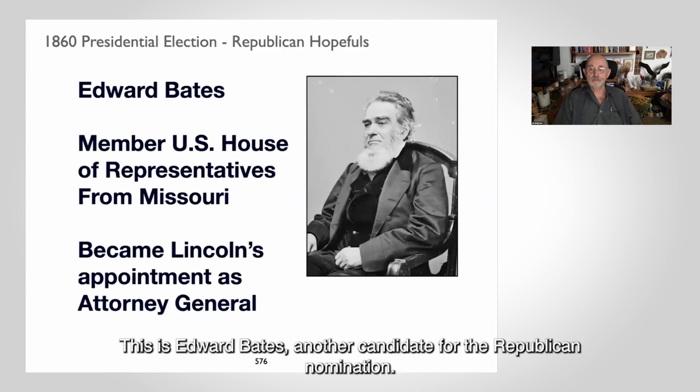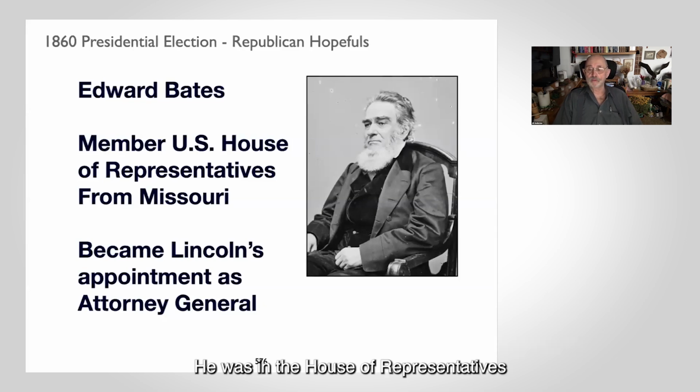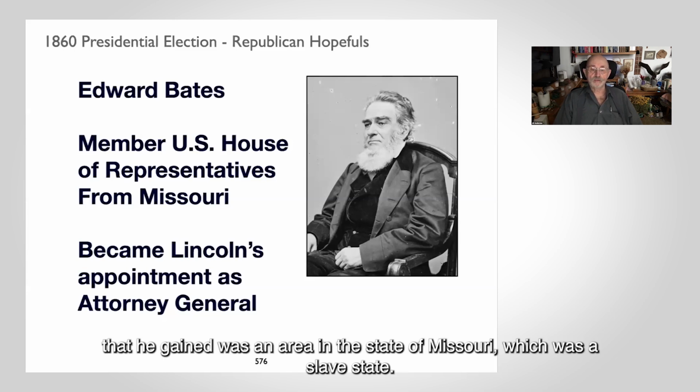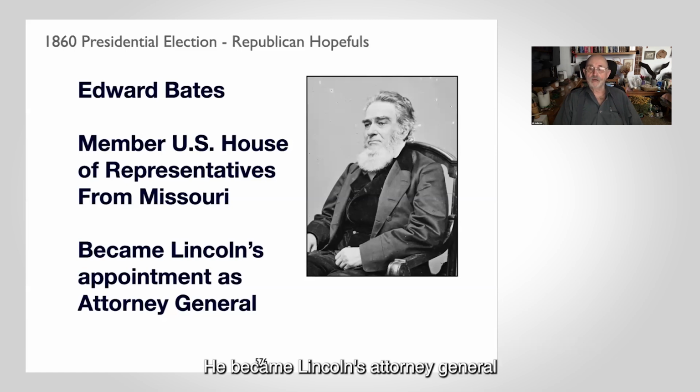This is Edward Bates, another candidate for the Republican nomination. He was in the House of Representatives, and his seat was an area in the state of Missouri, which was a slave state. He became Lincoln's attorney general when Lincoln won the 1860 election.